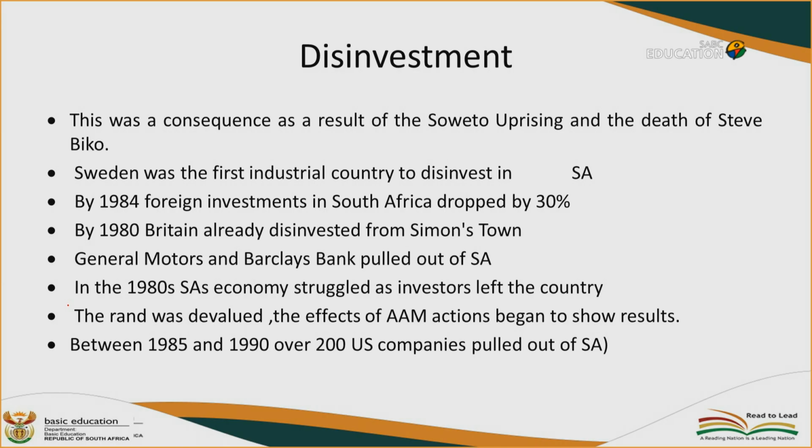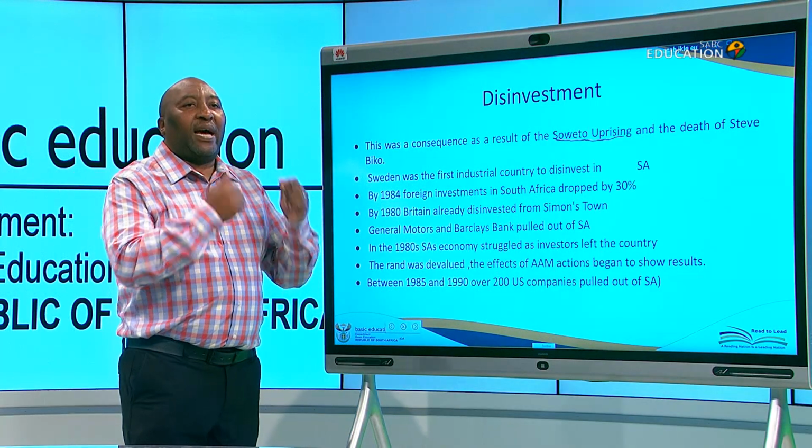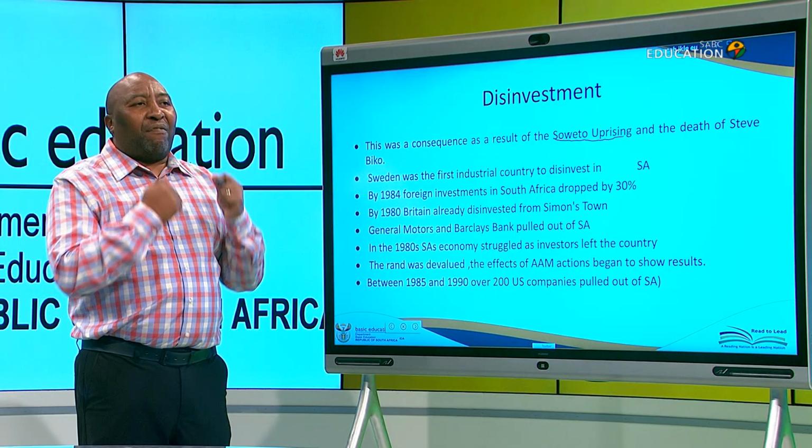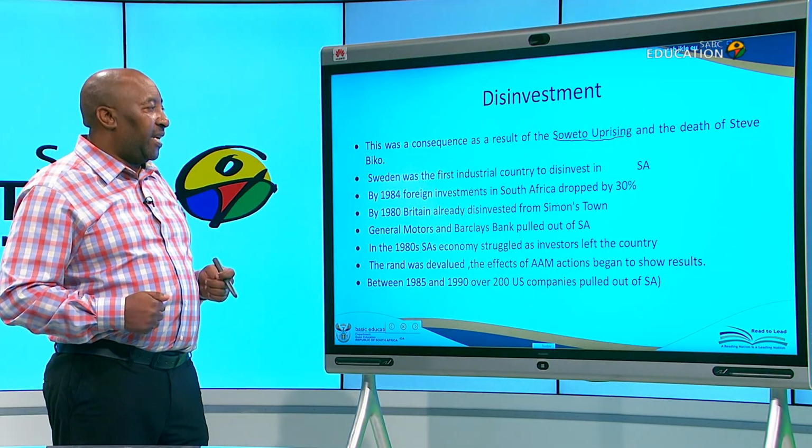Now, another form of protest was disinvestment. Now, the term disinvestment is the opposite of investment. Then what happened in South Africa in the 1980s under this activity of the anti-apartheid movement? Disinvestment took charge as a result of the 1976 Soweto uprising, as well as the death of Steve Biko. The two events made the world see that apartheid should be totally dismantled. In any form, we need to do away with or dismantle the apartheid structure and the apartheid state.